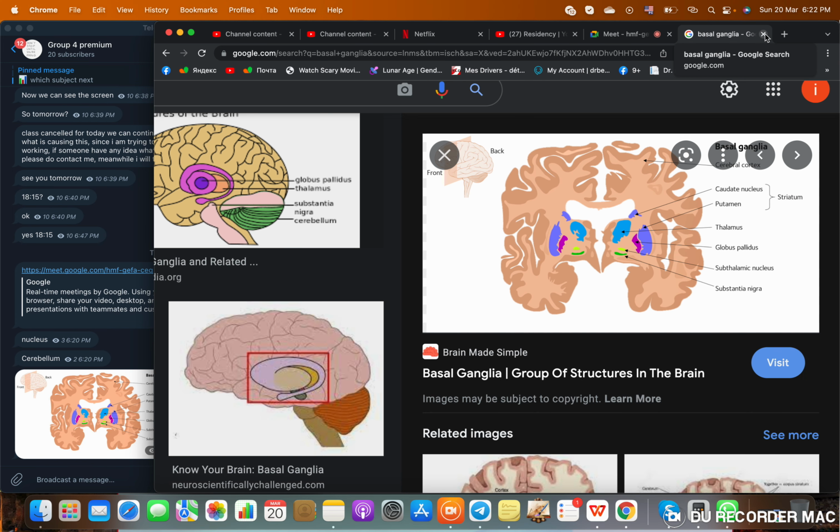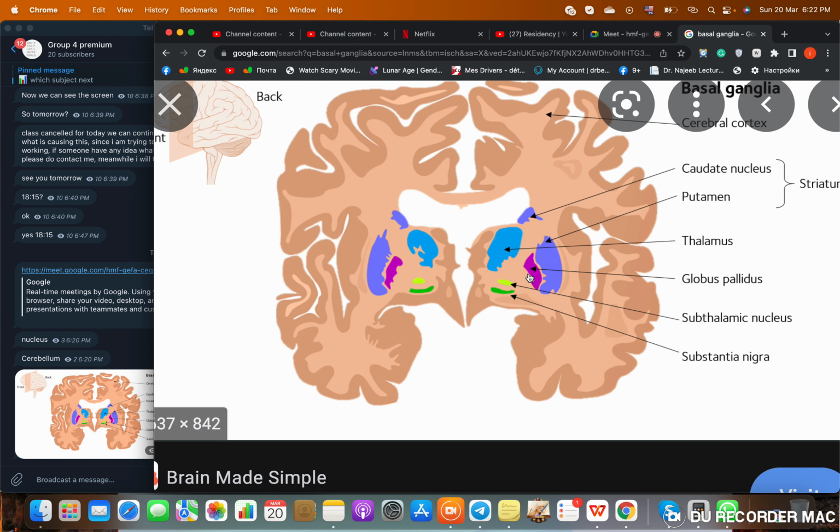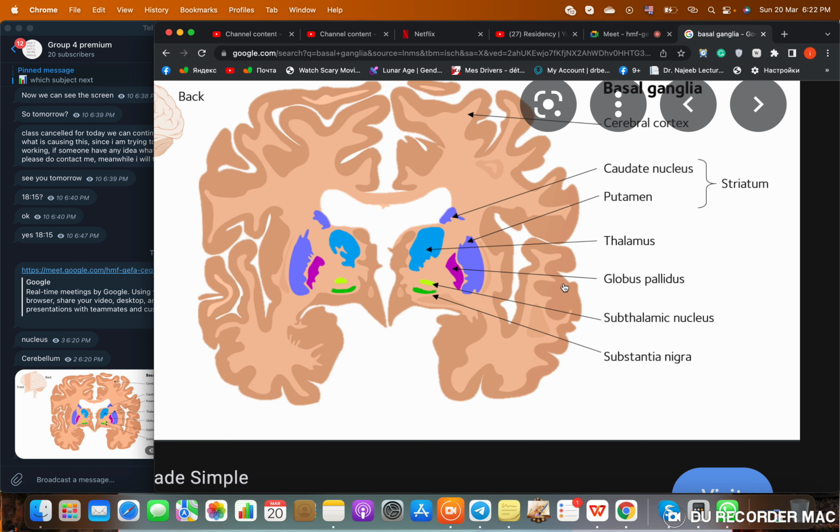Okay, and as you can see here, we have something called the globus pallidus, and the globus pallidus internus and externus, which doesn't matter for now, and we have the putamen. However, a constellation of different nuclei together has a different name. For example, when we say caudate plus putamen, we call that striatum. But when it is the putamen together with the globus pallidus, we call it the lentiform nucleus.